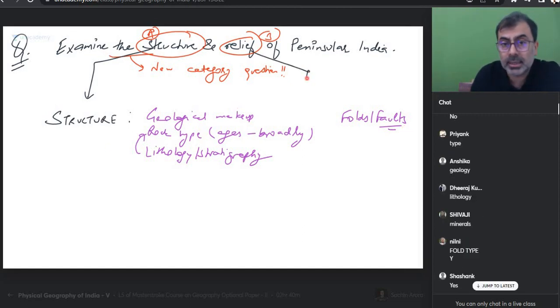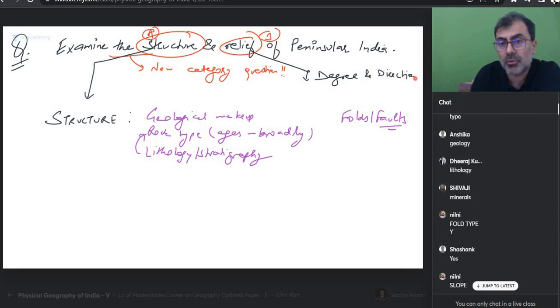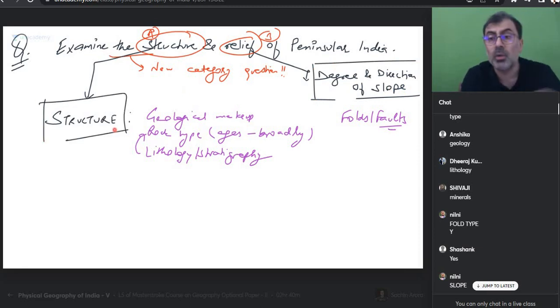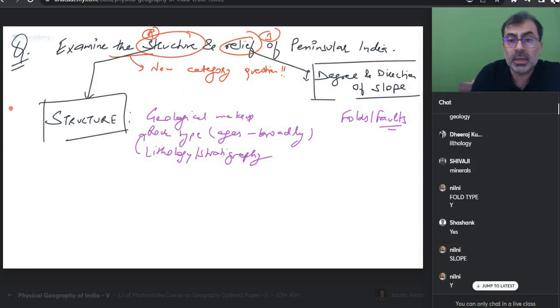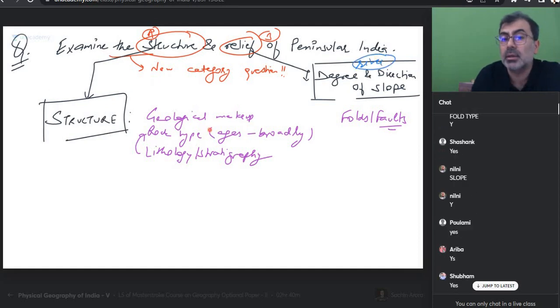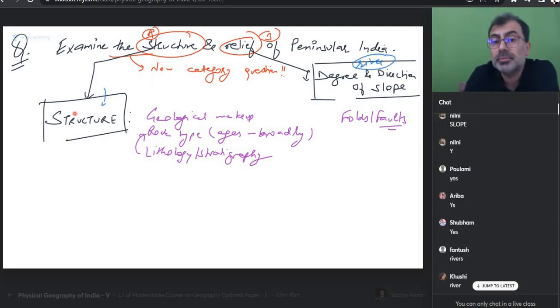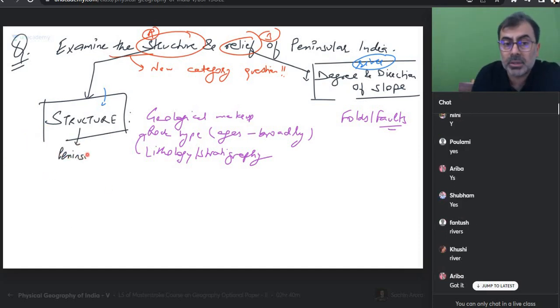And what is relief? Relief, on the other hand, is the degree and direction of slope. Did I just now tell you that the slope of west flowing and east flowing rivers decides how they will flow? So who will tell relief? Rivers will flow. Rivers will tell us. Who will build structure? The chapter on geology. True or not? So everyone, is the structure of peninsular India uniform? Yes or no?